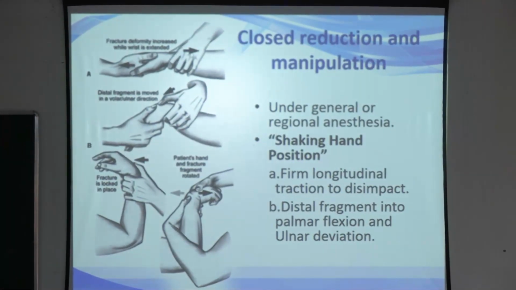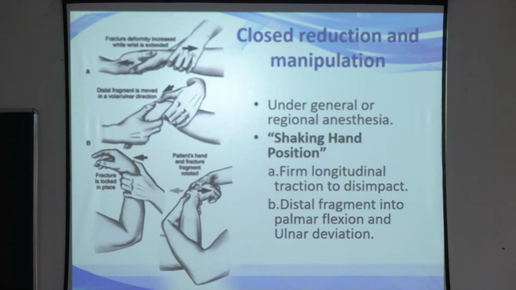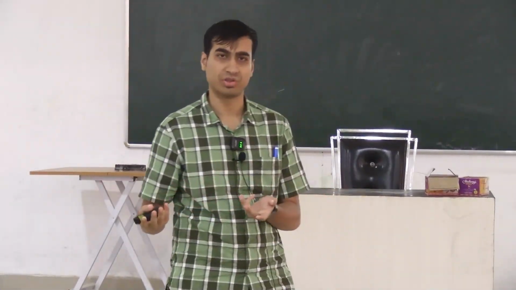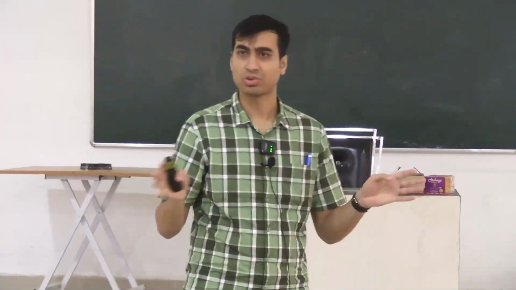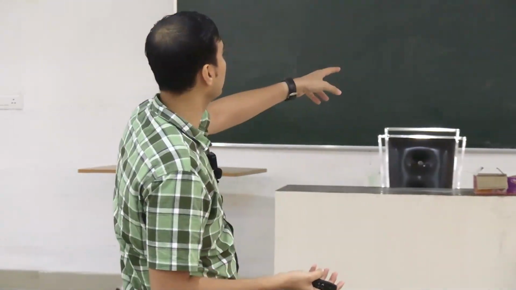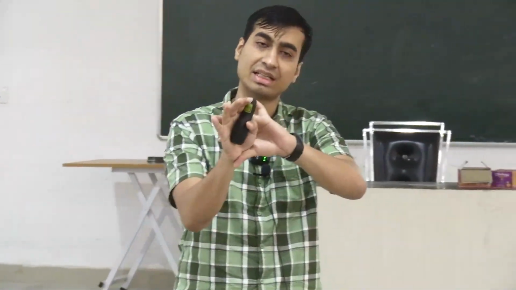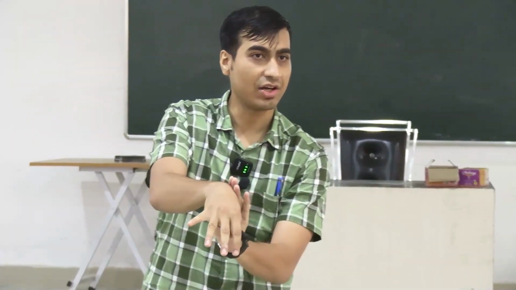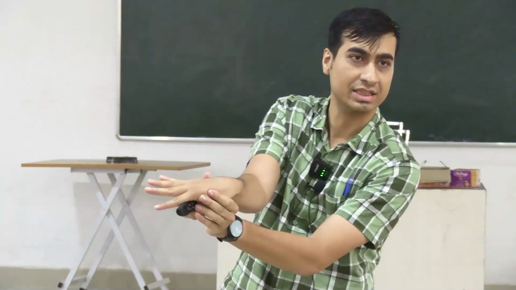So this is the closed reduction manipulation. A person is there who gives traction. Another person gives counter traction. Orthopedics is all about traction and counter traction. How you give, that is totally up to you. And you have to give it. Unless you give it, you are not going to correct the deformity. And then the distal fragment which is like this, you have to move it in volar position. You have to get back the radial styloid height, so you have to move the wrist like this.